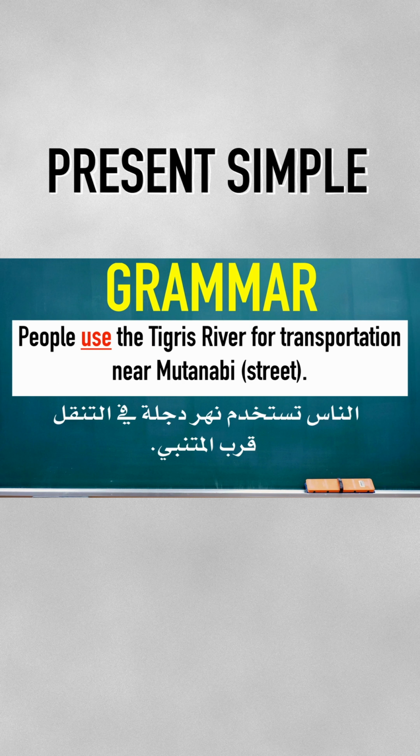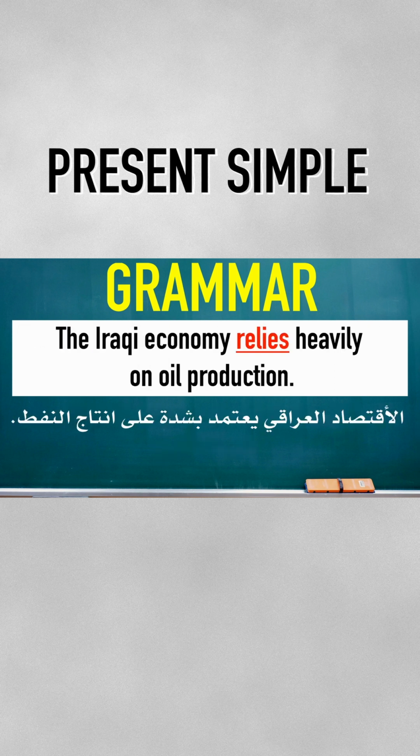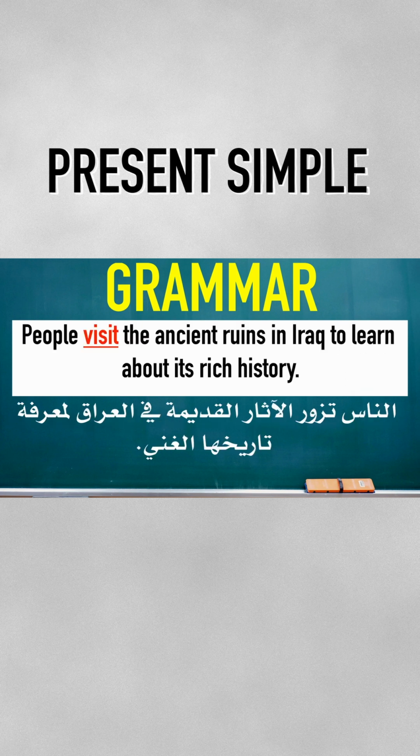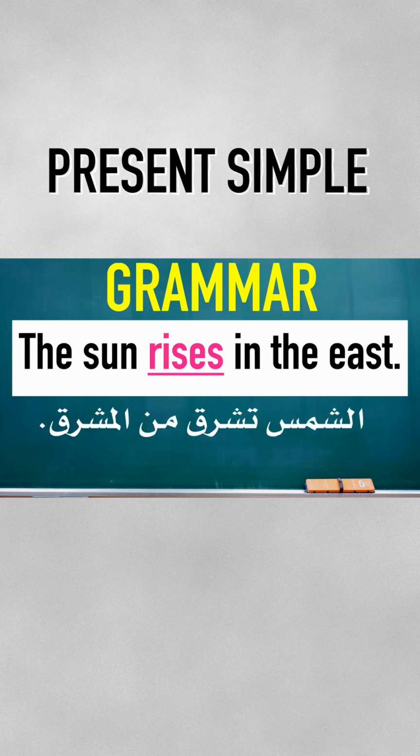People use the Tigris River for transportation near Mutanabbi. The Iraqi economy relies heavily on oil production. People visit the ancient ruins in Iraq to learn about its history.